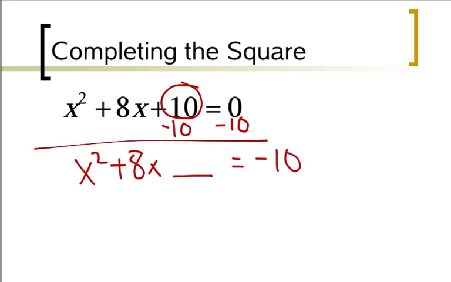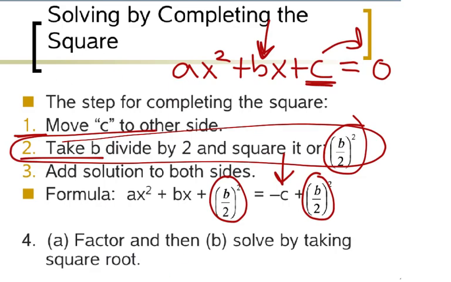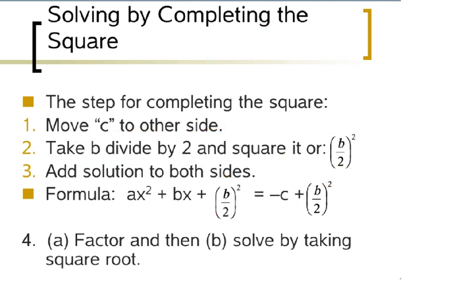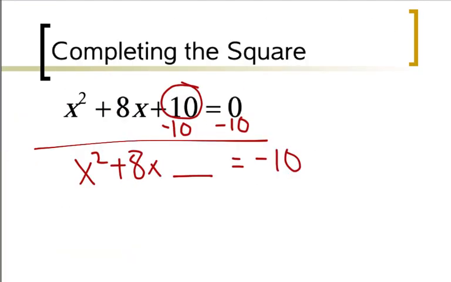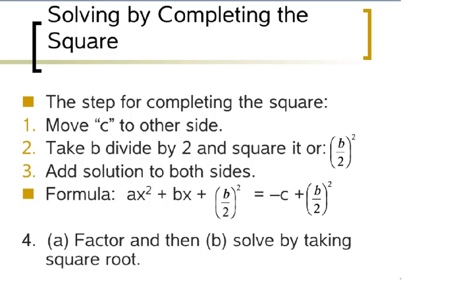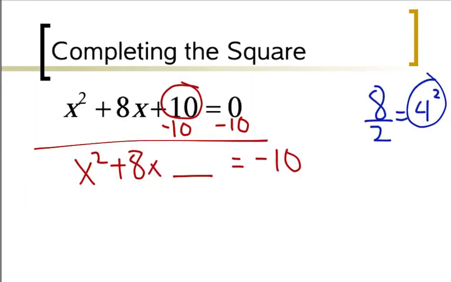Okay? Now, so where we're at is, we just did step 1. Now we're doing step 2. Step 2 is to take our b and divide it by 2 and square it. So we go ahead and take our 8, divide it by 2, which would be 4. So I'll do it off the side. 8 divided by 2 is 4. And then I square that. So 4 squared is 16. So I'm going to add 16. So this is step 3 now. Add the solution to both sides. So I add the 16 to both sides.